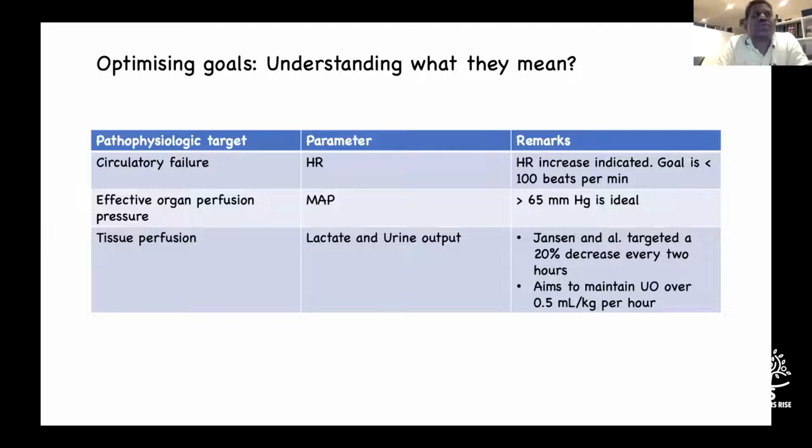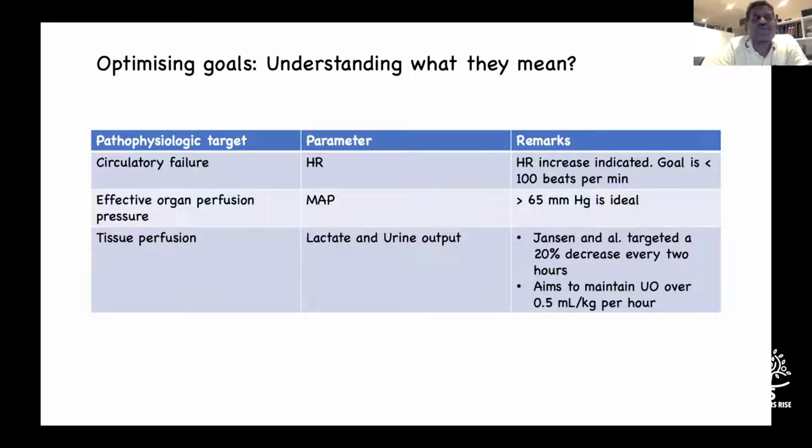I just want you to understand the goals, because this is going to come up again in multiple studies. The pathophysiologic target of circulatory failure is identified by the heart rate, and most of the goals are about 100 per minute. Some of them have mentioned 120. Effective organ perfusion can be guessed from measuring the MAP. There is a formula available, so you can calculate that, or it comes in your multi-parameter monitor. A MAP of more than 65 millimeters of mercury is ideal.